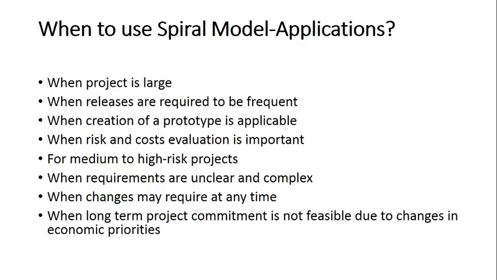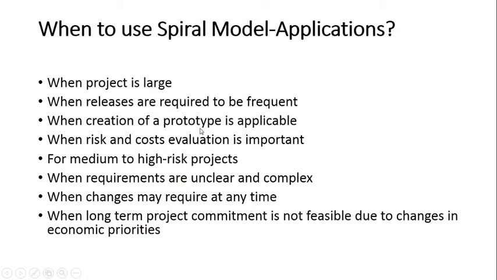When to use this model actually? What is the application area? When the project is large, not for a small project, because if it is a small project, there is the least possibility of risk, and unnecessarily we will be wasting our time and resources in risk management. Then when releases are required to be frequent, you have to release your software now and then, very quickly. With just the 4 quadrants here, one iteration can be delivered, so quickly you can give it to the customer.